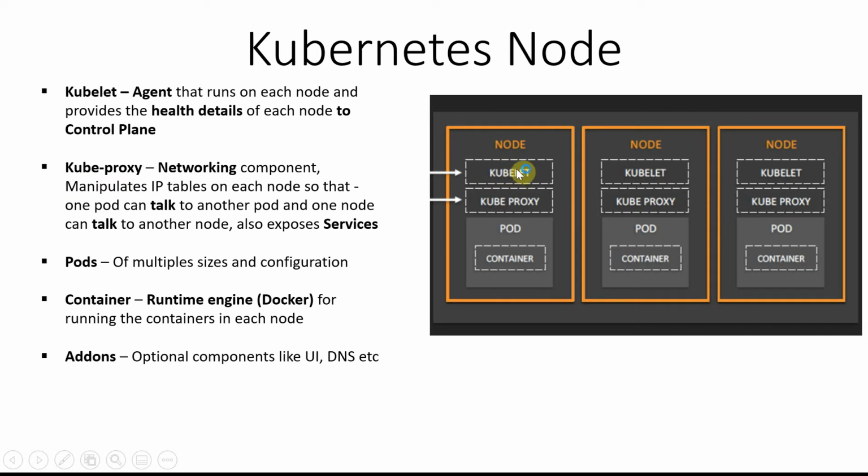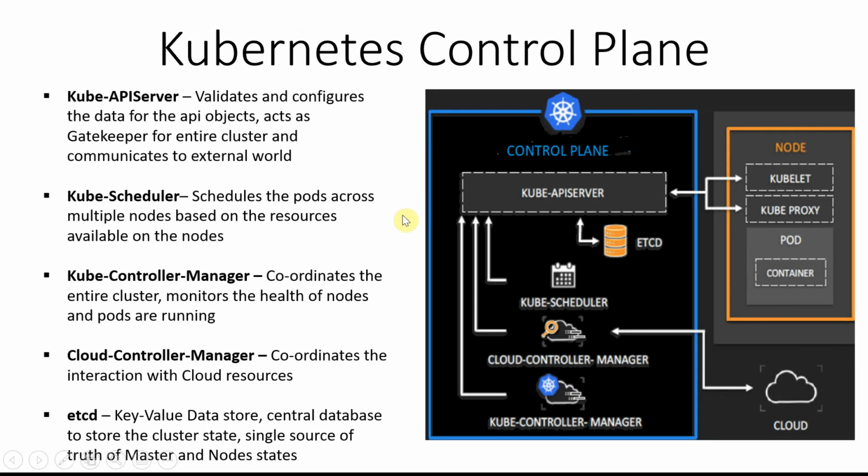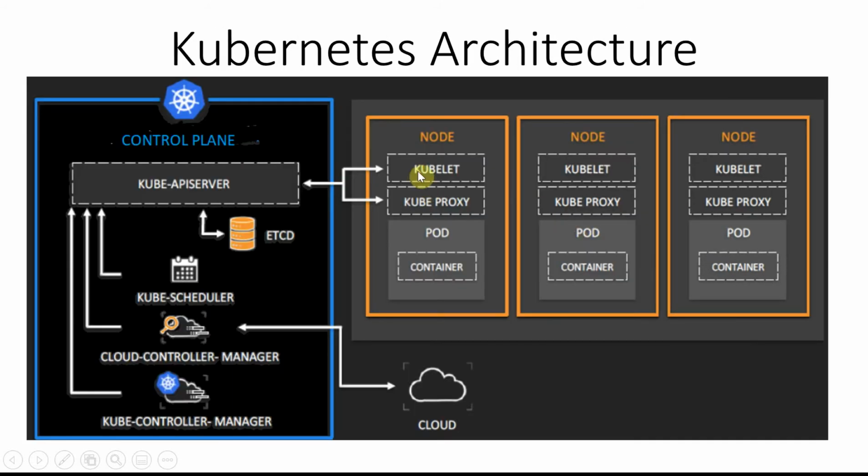Kubelet is actually the agent which provides the health details to the control plane. We go back to this diagram. So the master should know the health of each node, right? If at any given time a node is down, it should not route the traffic to this node. It should send traffic to the other two nodes. A node can die down or a pod can die down. These are two possible cases.